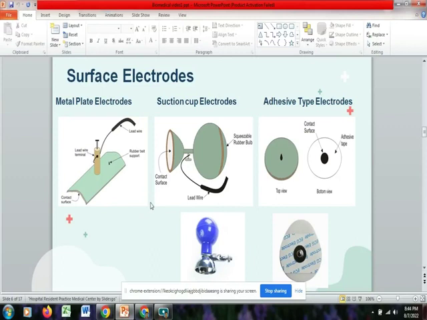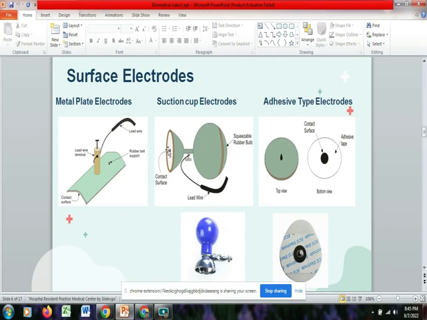This is the detailed diagram of the metal plate electrode, suction cup electrode, and adhesive type electrodes. They are always used to measure ECG and EEG signals, particularly ECG signals. I will show the application images. The metal plate electrode uses a lead wire, a lead wire terminal, and a rubber belt. The rubber belt covers the surface of the body, and using the lead wire terminal it gets the data. The suction cup electrode also uses a lead wire and a rubber bulb, and based on this rubber bulb the values are measured.